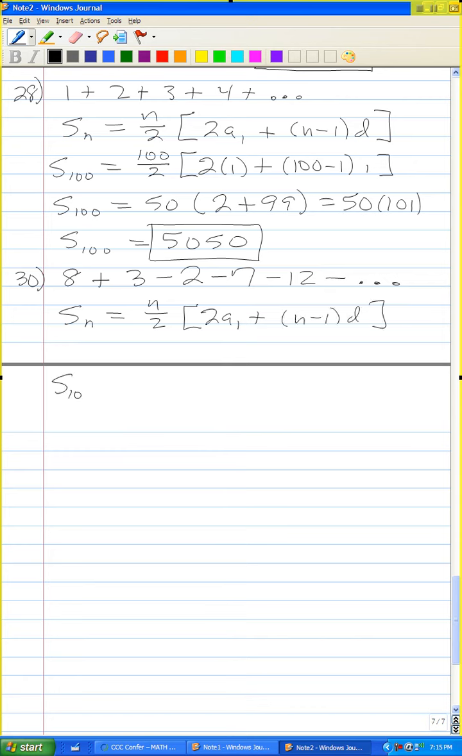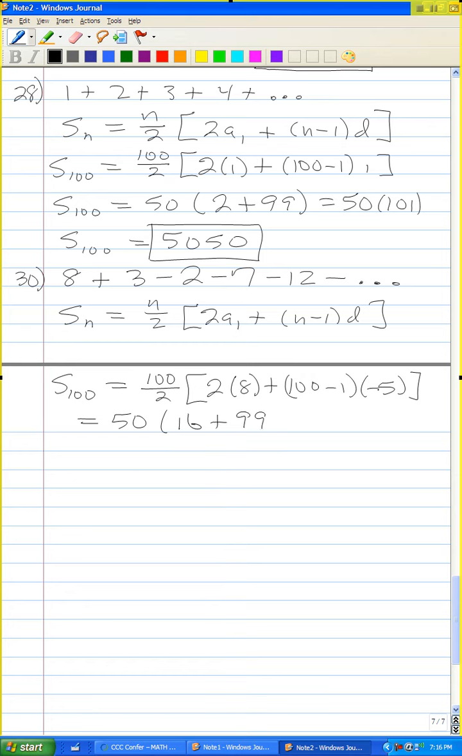And so let's add up the first 100 terms. First term is 8. I'm adding up 100 of these terms. In order to determine the common difference, well, notice that I keep subtracting 5 to get to the next term in my sequence. So my common difference is -5. Let me simplify this. So this is equal to 50 times 2 times 8 is 16, 100 minus 1 is 99 times negative 5.